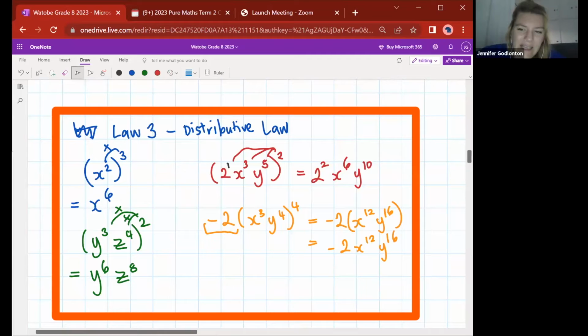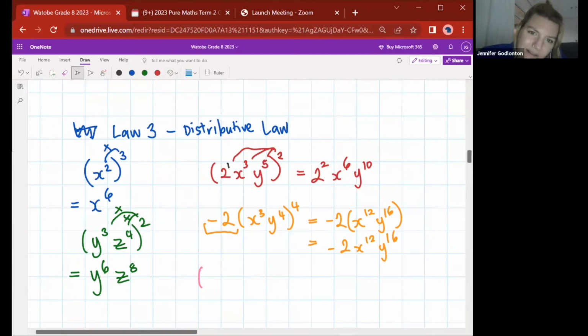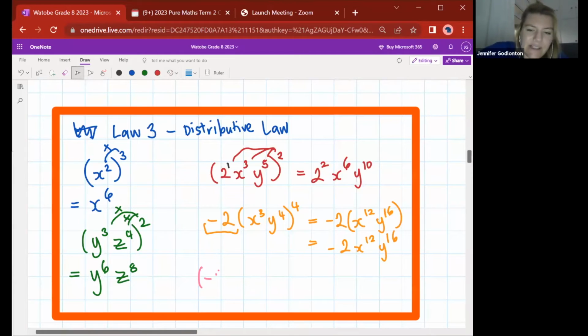Okay, one last thing that we're going to go over, and then let's go to our brain break, and then we'll do some questions. What if I just had a negative and then I had x to the power of 5, y to the power of 10, all to the power of 2?